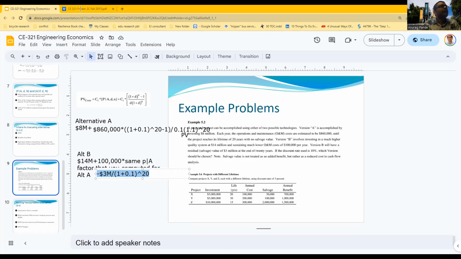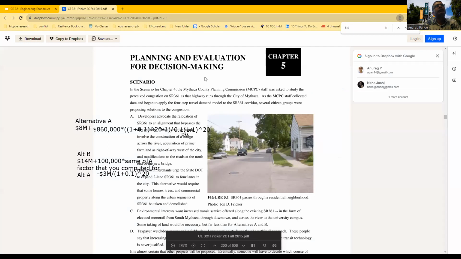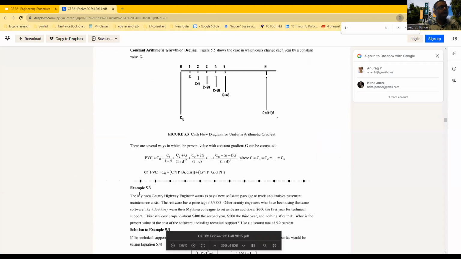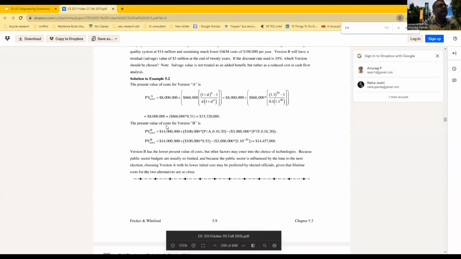So if you go to this example problem in the class, I'm going to just clear out all the drawings. If I go to example number 5.2 here, you will see that the present value of cost of B, the factor came out to be 8.51. So you can see that they use the same factor, and then divide by 1.1 raised to power 20. And you could see that alternative A came out to be 15 million of net present cost. Alternative B has 14 million. You should go with B here, right? So if you had to pick one alternative, I'll pick B.